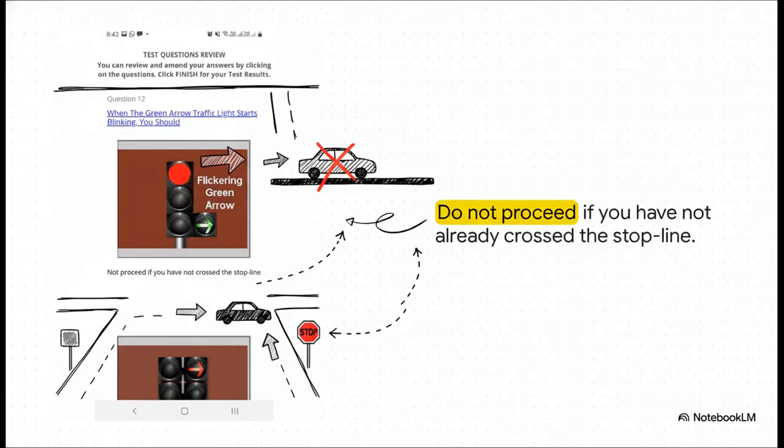Here's the rule. If you have not crossed that white stop line yet, you stop. That blinking green arrow is basically a warning saying your time is running out. Now, if you're already in the intersection, sure, go ahead and finish your turn safely. But if you're behind the line, you gotta stop.